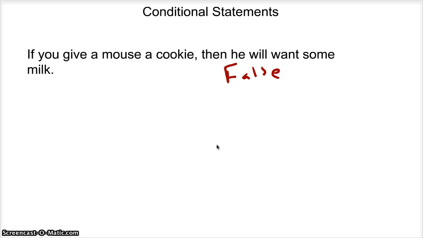Because if you give a mouse a cookie, he might want some water. Some OJ. I don't know what mice want. So that's why I said this one was a little weird. But we'll just use it for right now. And so notice that we already wrote P, then Q on this one. Okay? All right, now we're going to flip it, and we're going to open to the next one where you have converse.